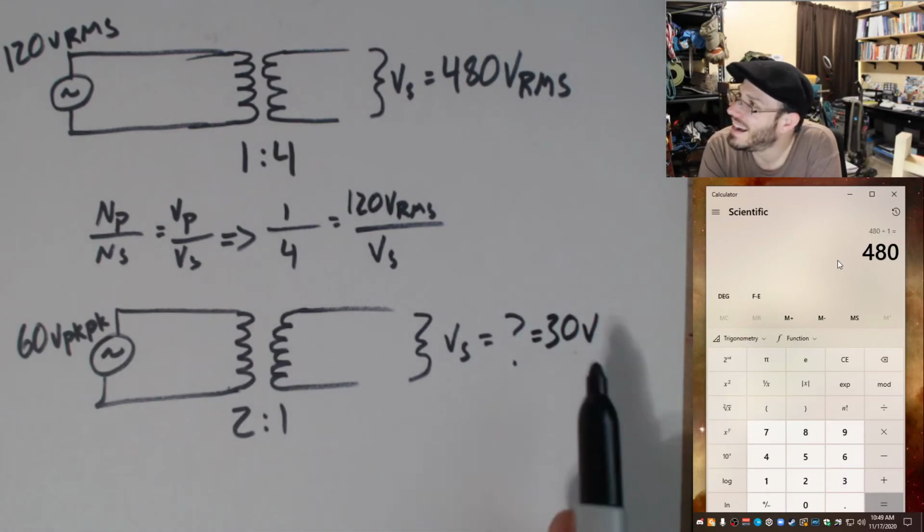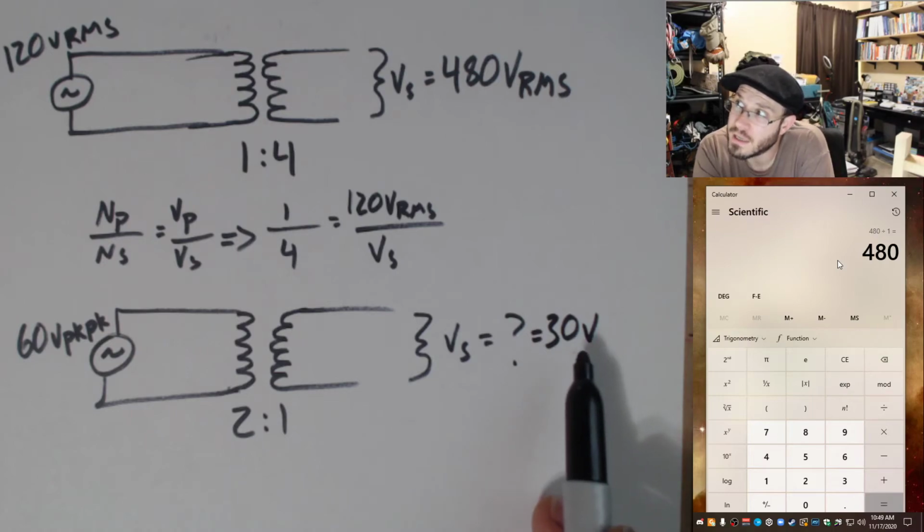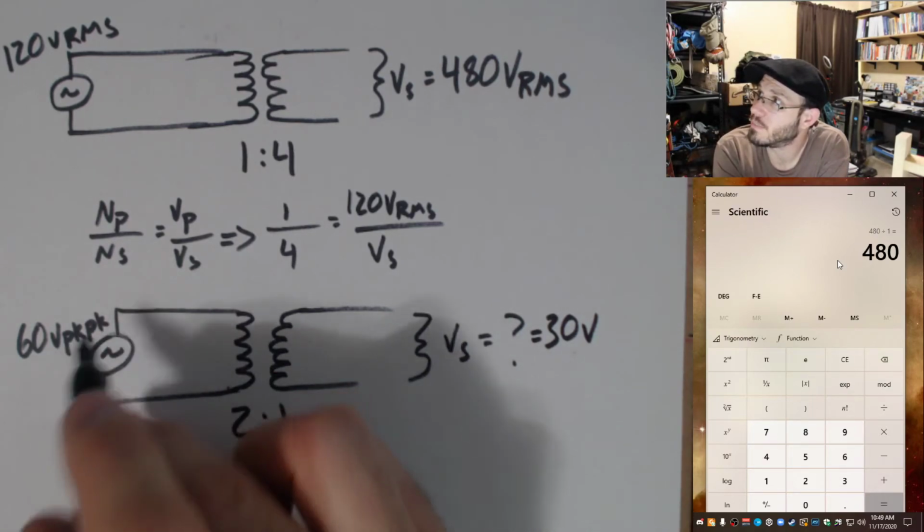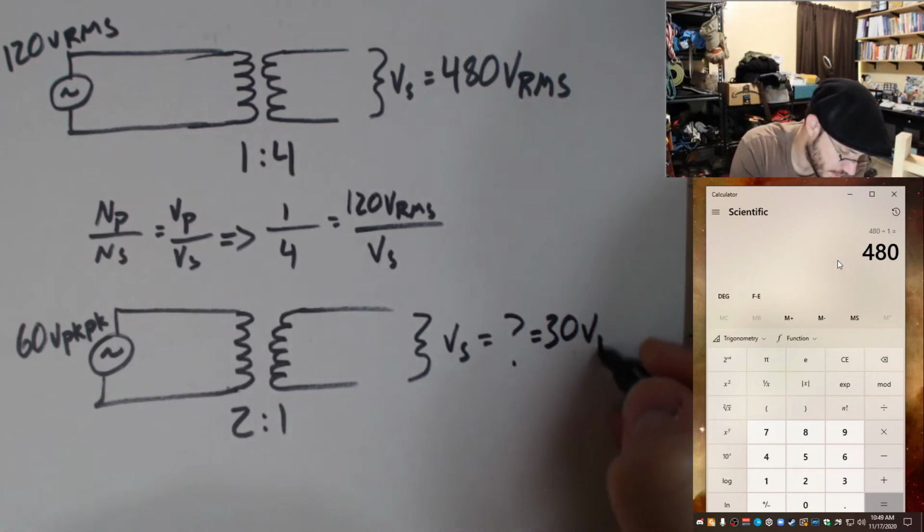Okay, again, that's not enough. 30 volts what? Peak? 30 volts RMS? No, it's peak to peak because that's what I specified my input as.